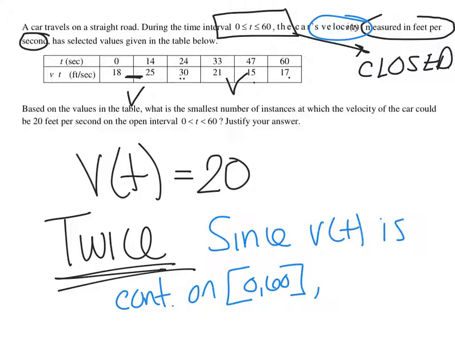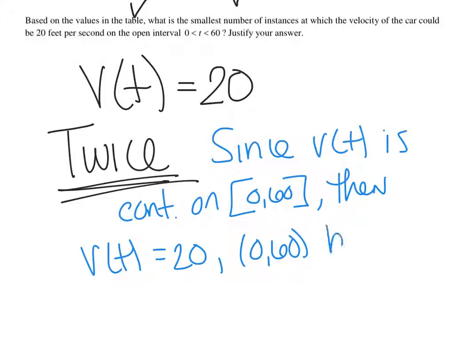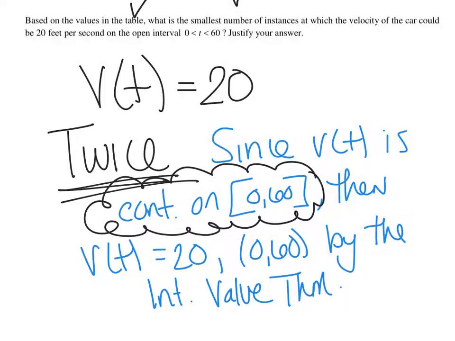And then if you get stuck, repeat the question back. Then, well, what did you want to know? You wanted to know if v of t equals 20. V of t must equal 20 someplace between 0 and 60 by the IVT, intermediate value theorem. Okay? But what they're insisting that you do on this exam is that you establish the condition. And the condition is you are continuous on the closed interval.